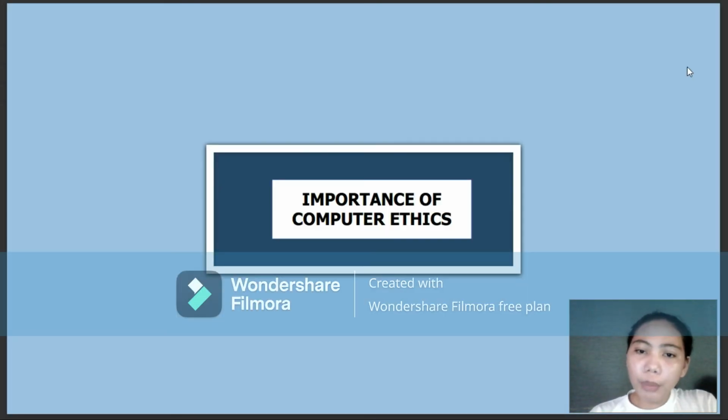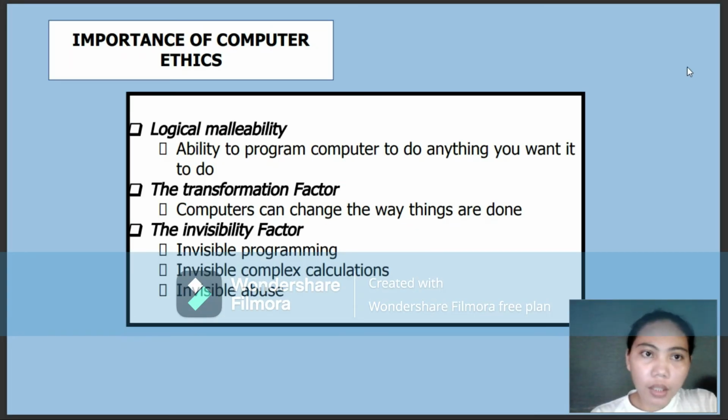The importance of computer ethics. The importance of computer ethics lies in logical malleability, the transformation factor, and invisibility. First, logical malleability is the ability to program the computer to do anything you want it to do. Logical malleability means the ability to program the computer to do practically anything you want it to do. The computer performs exactly as instructed by the programmer.